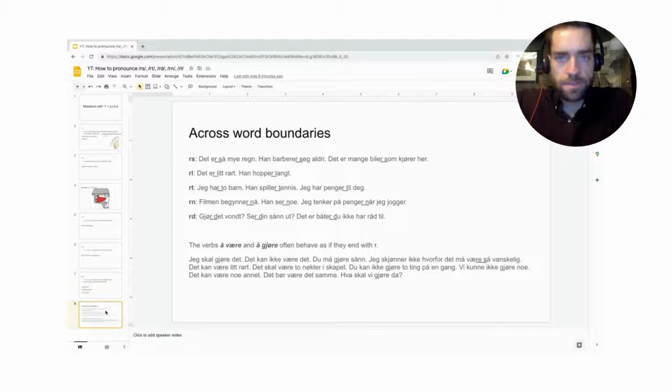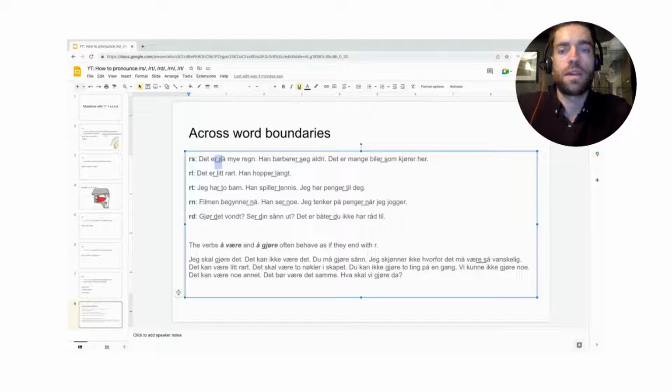I told you about the fact that this also occurs across word boundaries. So that means that if a word ends with an R and the next one starts with an S, or any of these letter combinations we looked at here, that means we get this mutation. Often. Not absolutely all the time, but very often we get it. With RS, for example. Det er så mye regn. We don't say det er så mye regn, but det så mye regn. So, do you hear this? Det så. Det så mye regn.